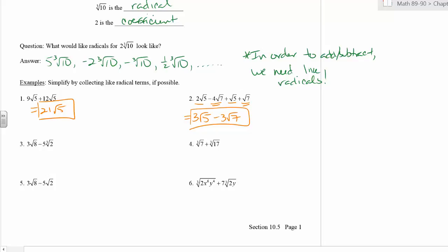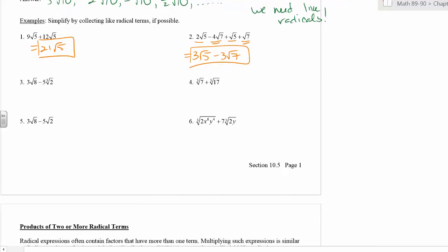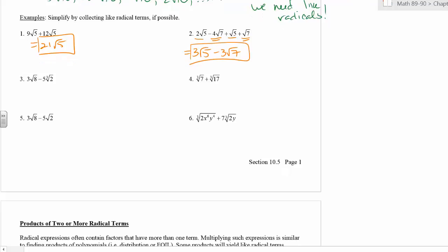All right, what about number 3? Well, you can't combine those no matter what because they have different indices. This one is a square root. This one's a cube root. But that doesn't mean you can't simplify it at all. For instance, you can simplify the square root of 8. Remember, he has a hidden 4 inside. So you can break down the 8.